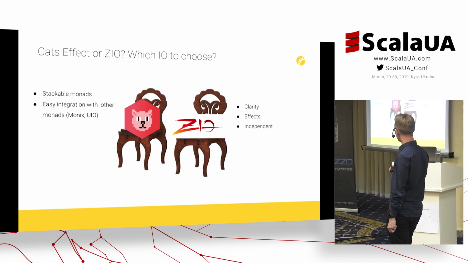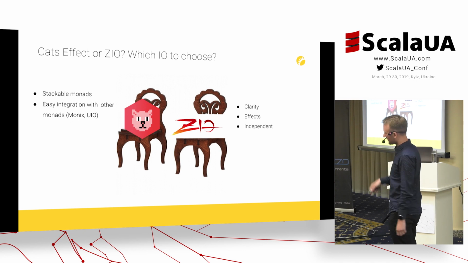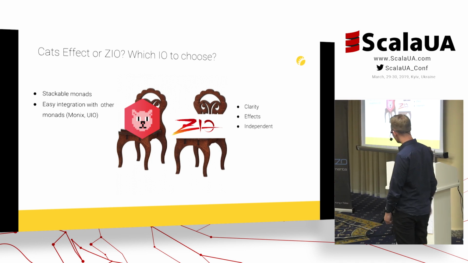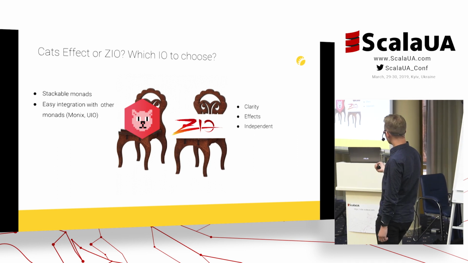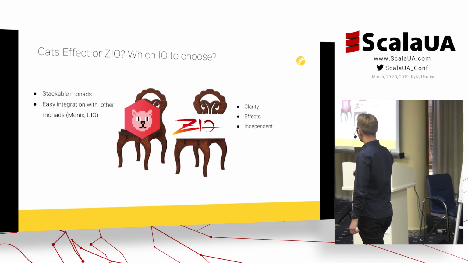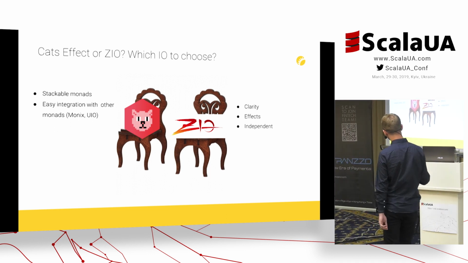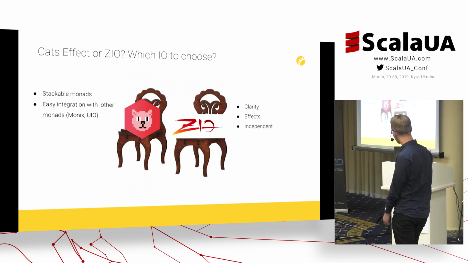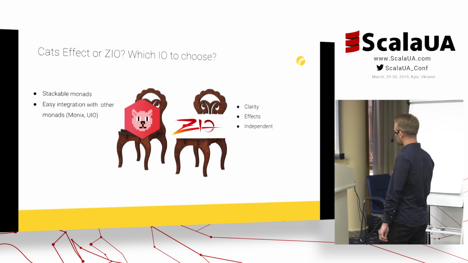It allows us to stack monads. We can have WriterT, EitherT in WriterT, IO in EitherT in WriterT, and so on. And it may be very useful. It is also easy to integrate, even with ZIO. So you can use unexceptional IO from Cats, Monix, and other implementations.